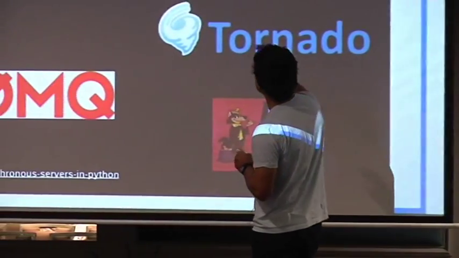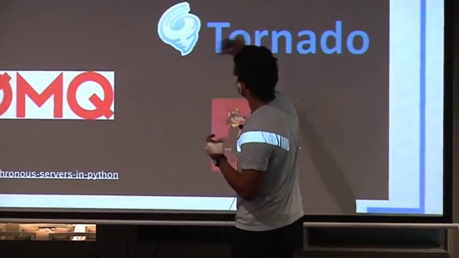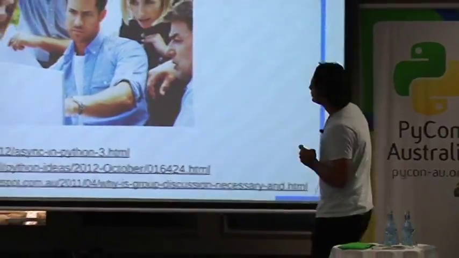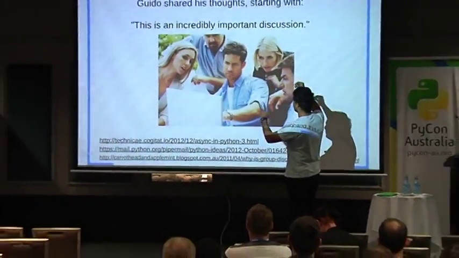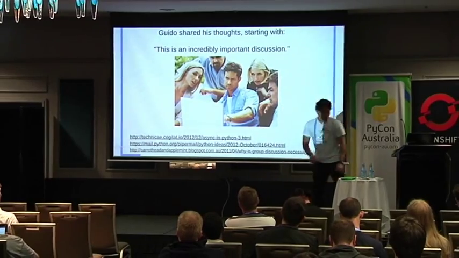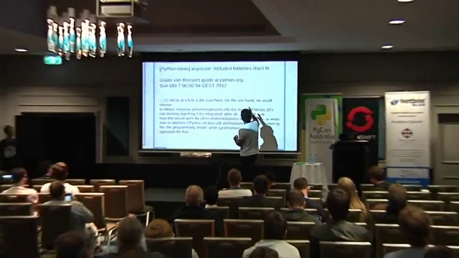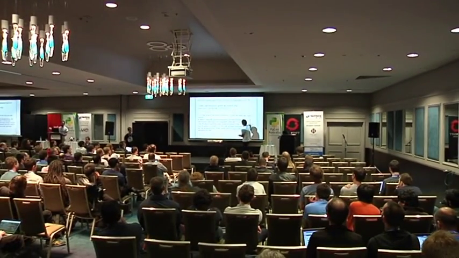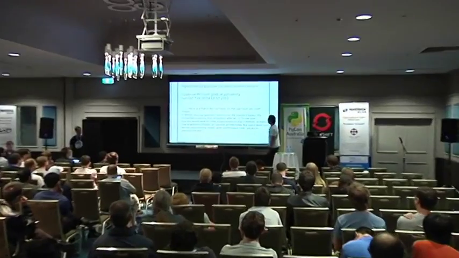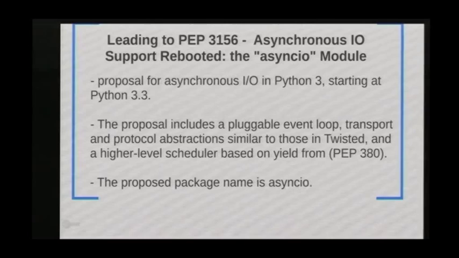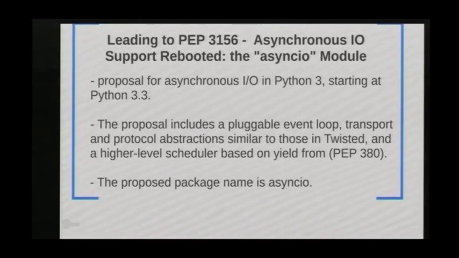So there are a few implementations of the IO loop out there already: Twisted, Tornado, ZMQ. Loop is not exactly an implementation. Guido shared his thoughts, starting with, this is an incredibly important discussion. The included one in asyncore is not up to the mark, he's saying, in Python 2.7 I think, so we've got to do something about it. Leading up to Python 3, PEP 3156, asyncio support rebooted. This is an awesome module. You should look into it.